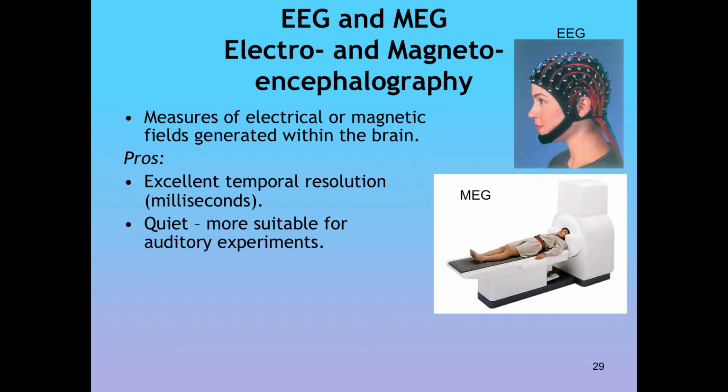So it's got really good temporal resolution. The timing is great, very precise, on the order of milliseconds. And it's quiet, which is very suitable for auditory experiments. So we don't have that loud machine, like both of these are quiet. This is EEG up here, this is MEG. EEG is super cheap. You just have to pay for this like electrode cap, which is much cheaper than getting an entire MRI machine or an MEG machine, which is really expensive and is basically like a really sophisticated electrode cap.